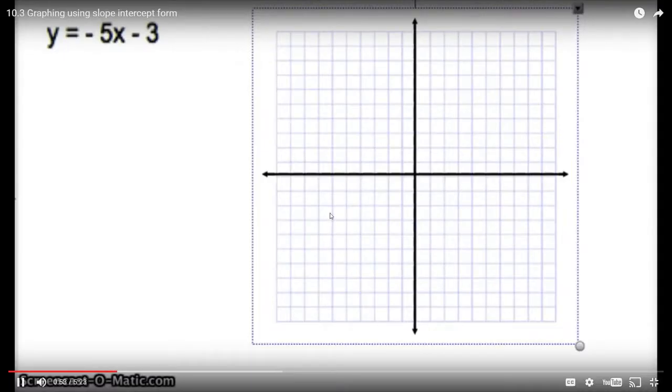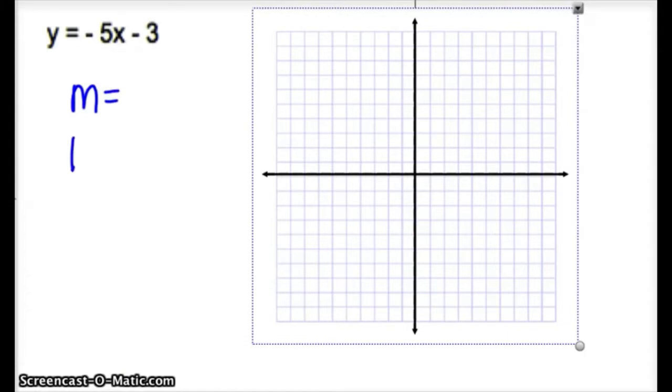So y equals negative 5x minus 3. We need to identify our slope and our y-intercept. Our slope is negative 5. You're probably thinking up, down, left, right. I don't know, Miss Lampkin, it's not a fraction. So what you're going to do, all integers can be written over 1. So now I have my rise negative 5 and my run of 1. If you have an integer without a denominator or a slope without a denominator, the denominator is always 1.